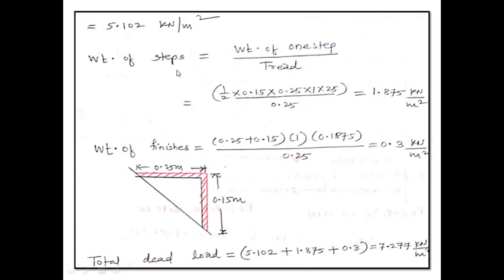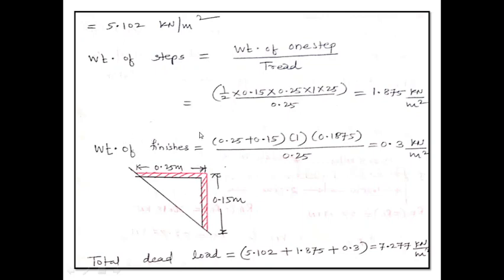Now we have calculated the dead load of the waist slab. Now let us go for the dead load of steps. So weight of steps can be calculated as weight of one step divided by tread again. Weight of one step is nothing but the area of this triangle, half into height into base, into 1, that 1 meter which is perpendicular to the paper, into 25 unit weight of concrete. Since we want it on the plan or in the horizontal direction, divide by 0.25 again, so it is 1.875 kilonewton per meter square.